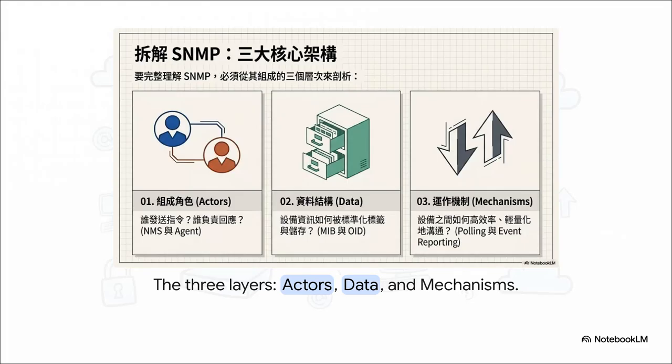To really understand how SNMP pulls off this incredible feat of translation, we've got to break it down into 3 logical pieces. Whenever you're working with SNMP, keep these 3 mental checkpoints in mind. First, the actors, like who is sending the commands and who is responding. Second, the data. How is the information actually labeled and stored so everyone understands what's being said? And third, the mechanisms. How do these devices communicate efficiently over the network wires? Who, what, and how? Simple as that.